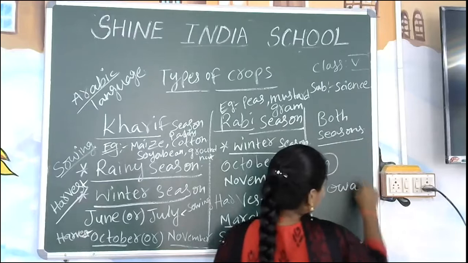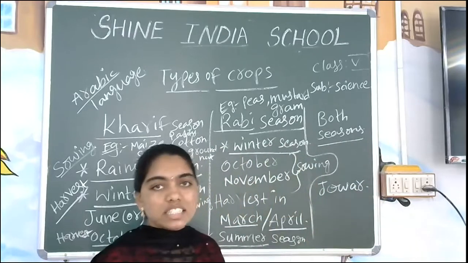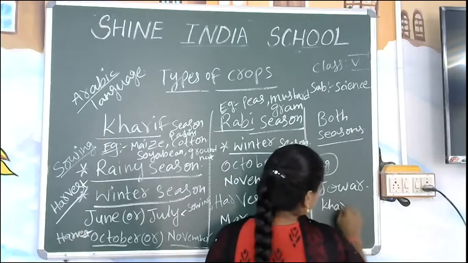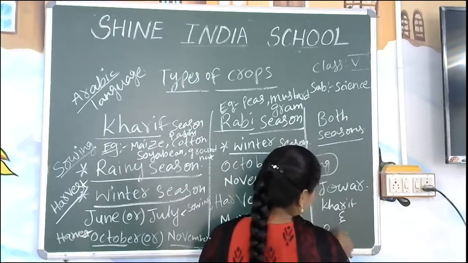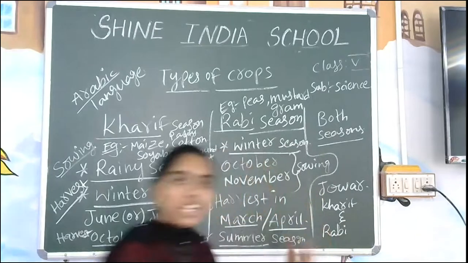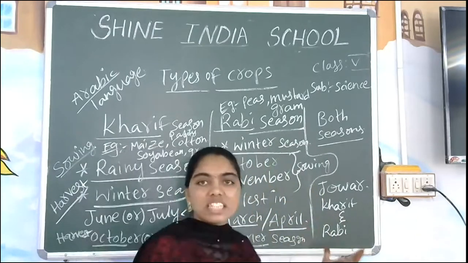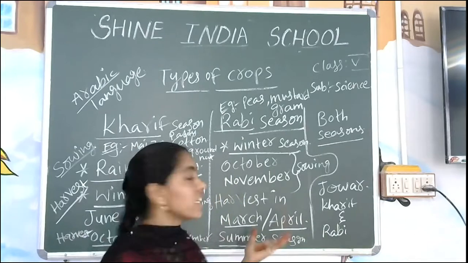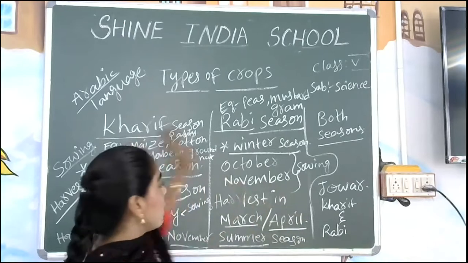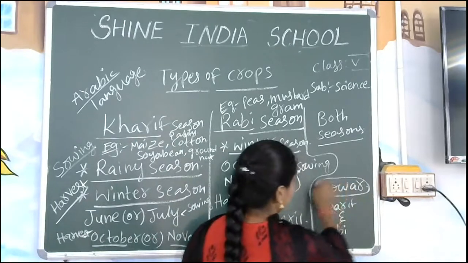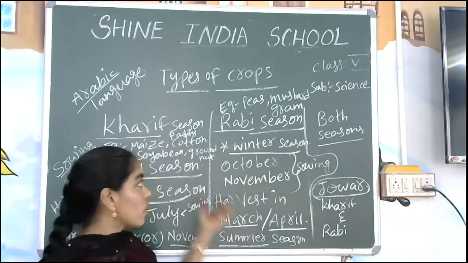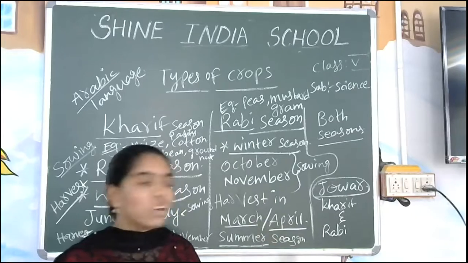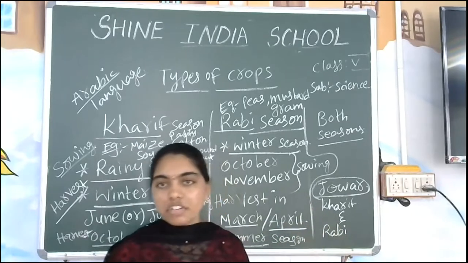Some of the plants, like jowar. What is the example here? Jowar is a plant which can be grown both in the Kharif season as well as the Rabi season. It does not need heavy water. So this is an important plant which can be sown either in the winter season or in the rainy season. After any 3 to 4 months, we can harvest the crop and go for the next.